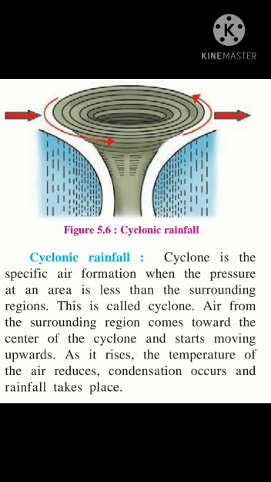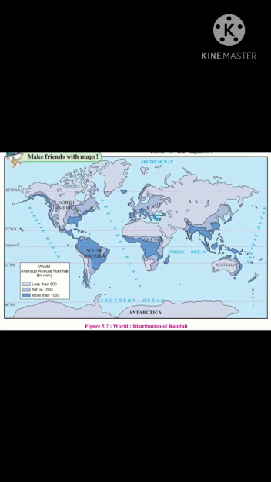Now we will try to understand the distribution of rainfall in the world with the help of the next slide. In this slide we can see the world map. Distribution of rainfall in the world is uneven. The equatorial region, monsoon region of Southeast Asia and Northeast Europe receive more rainfall, whereas the polar region, deserts and interiors of large continents receive less rainfall.